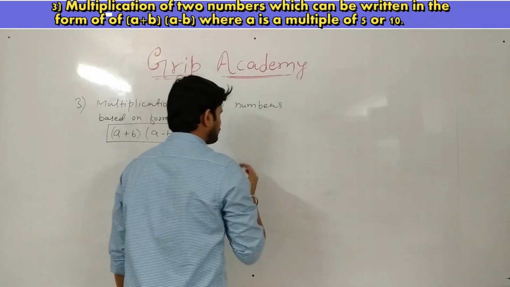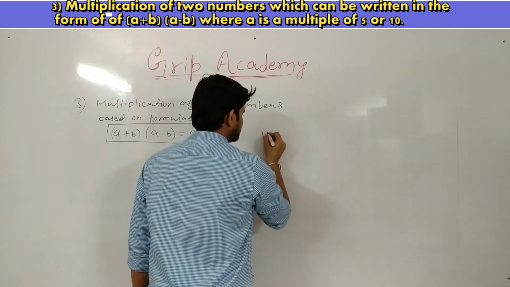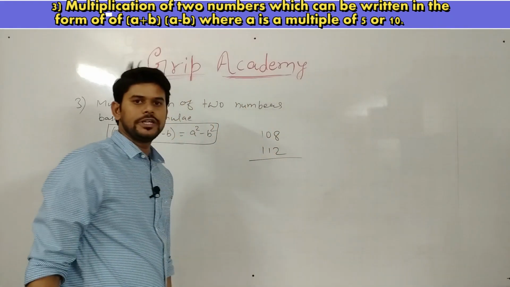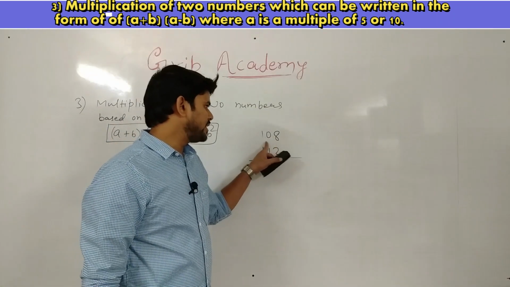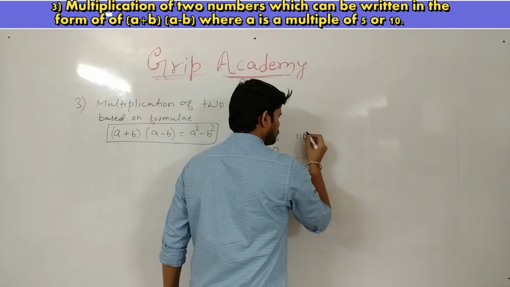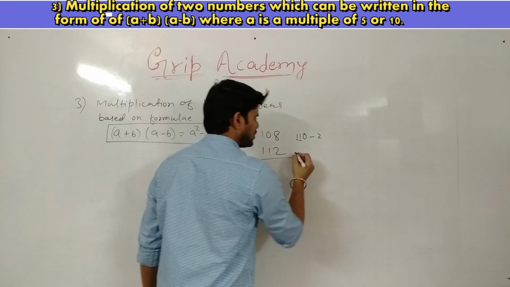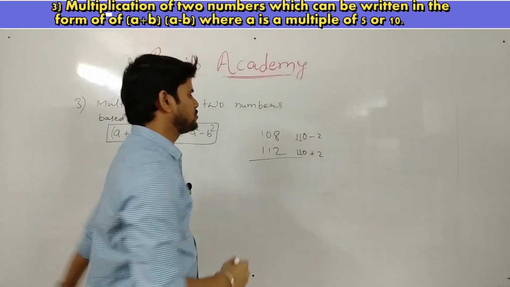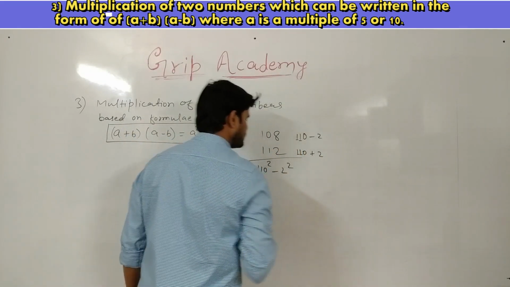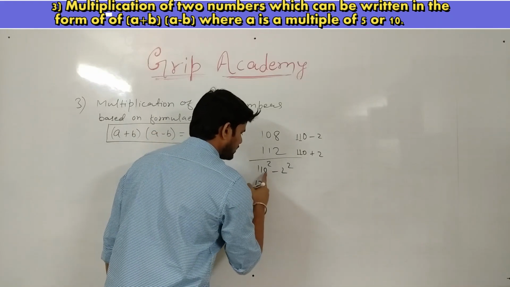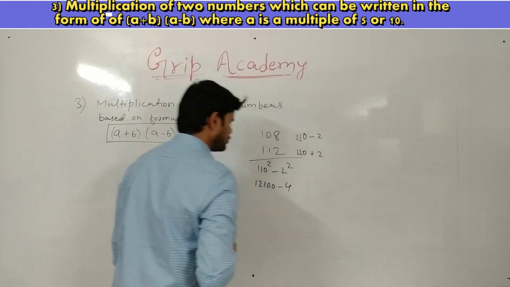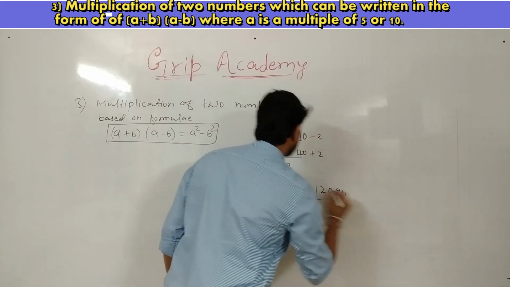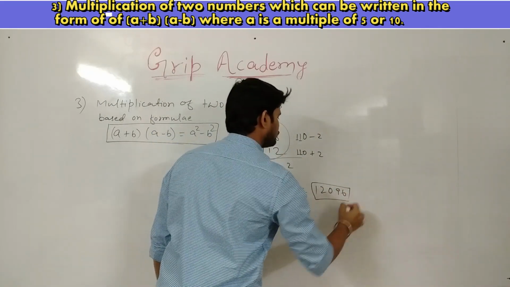So consider we have to multiply 108 into 112. So you know that 108 is 110 minus 2 and 112 is 110 plus 2. So a plus b into a minus b. So you'll get 110 square minus 2 square. 110 square is 11 square is 121 and put 00, minus 2 square is 4. So after subtracting how much will you get? 12096. So 108 into 112 is how much?